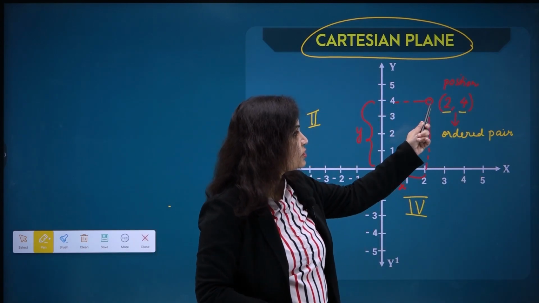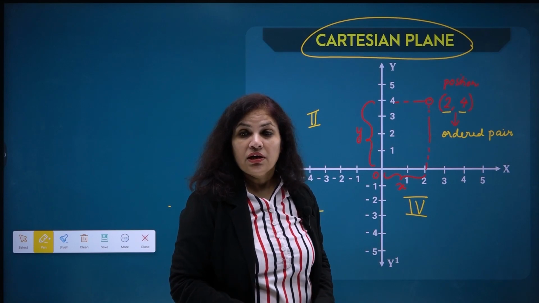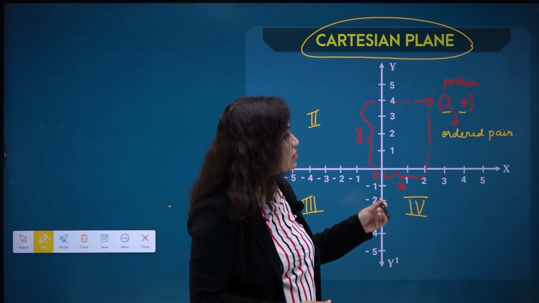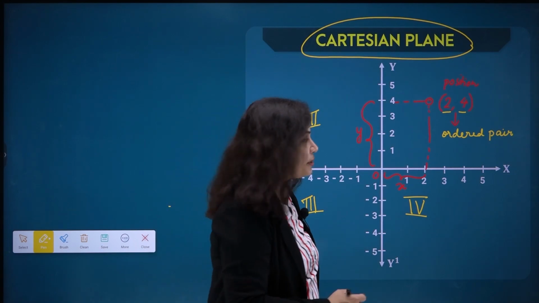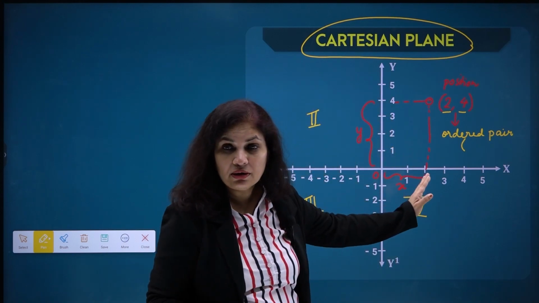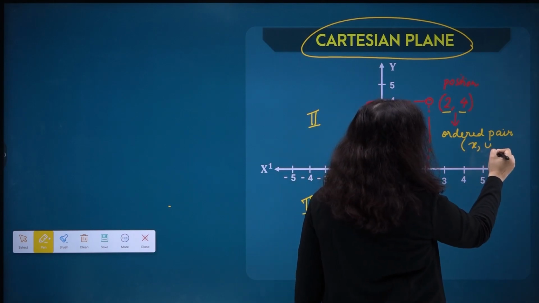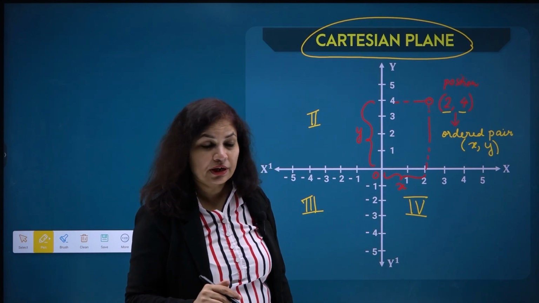The first is how far it is at a distance from the y-axis, and the second number refers to how far it is from the x-axis. So it is called an ordered pair because we are representing this position or point with the help of 2 digits. We write down the distance from the y-axis, that is the value of x first, and the value of y later. Since it is written in a particular order, we call it an ordered pair.